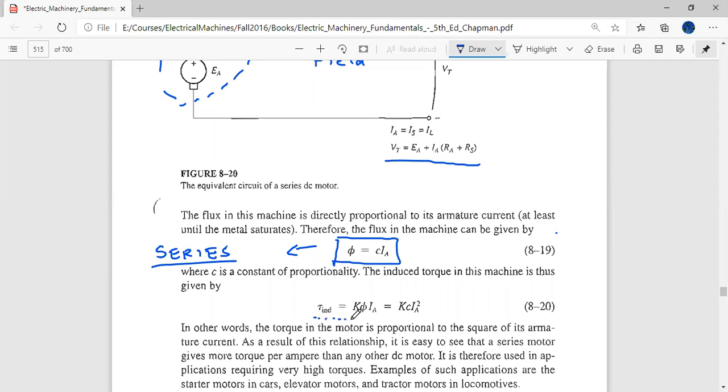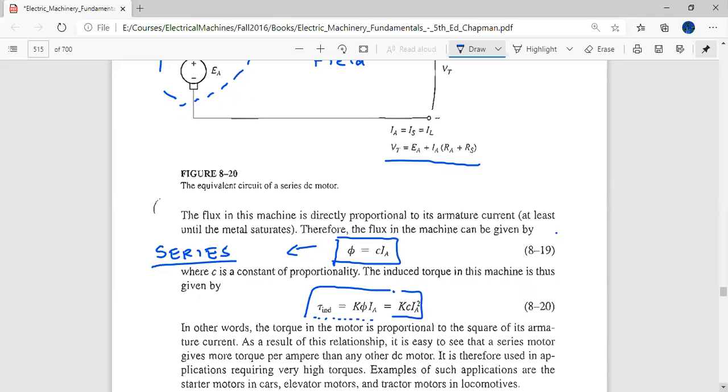And we know this relationship. This is a generic relationship for all DC and AC machines. The torque induced is proportional to the flux times the IA. And since the flux is itself a function of IA, when you replace flux in terms of the IA, the torque relationship goes as the square of the armature current. Instead of just the linear relationship, it goes into a squared relationship with the armature current.